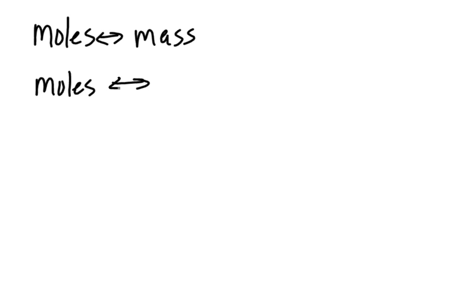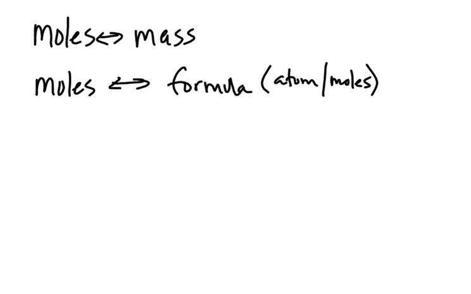Okay, we'll go moles to and from what we call formula units. A formula unit is either an atom or a molecule. You can classify them collectively as formula units. And then also from formula units to mass and back and forth. So there's 6 different problems there.